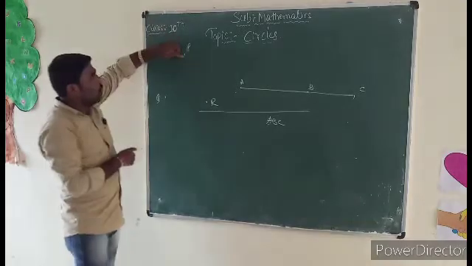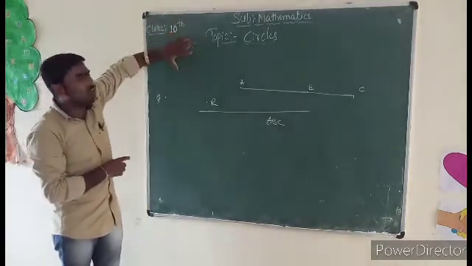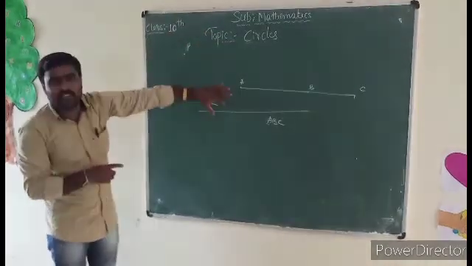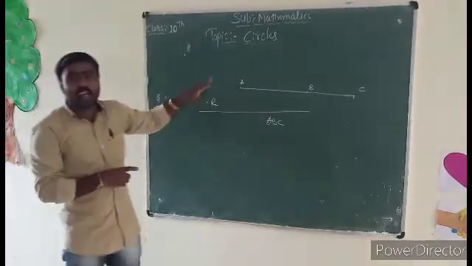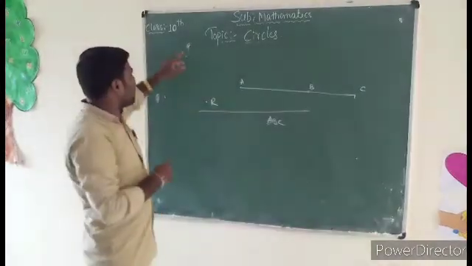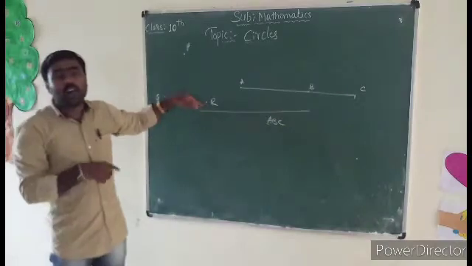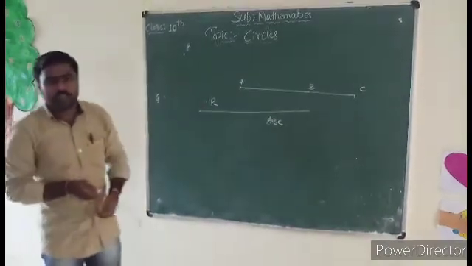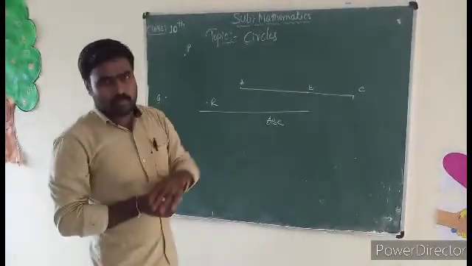These three points do not lie in the same line, so we call them non-collinear points. Non-collinear points are the points which do not lie on the same line.